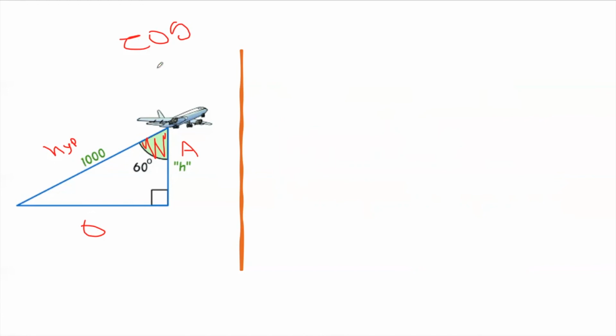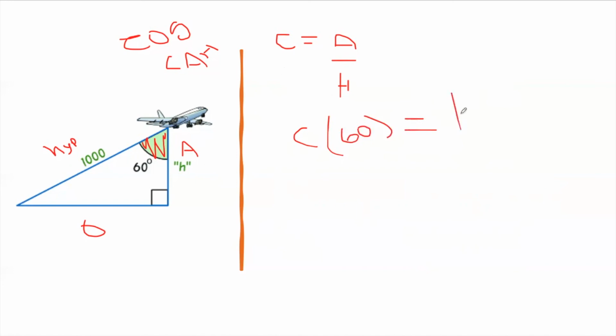We have to use cos because cos is equal to CAH, which is C-A-H. So SOH CAH TOA: we've got to use CAH, or cos. So cos is equal to A over H. Now they give us an angle of 60 degrees. So cos of 60 is equal to, well, we don't know our adjacent, but they say it's h, so let's just use h over 1,000.